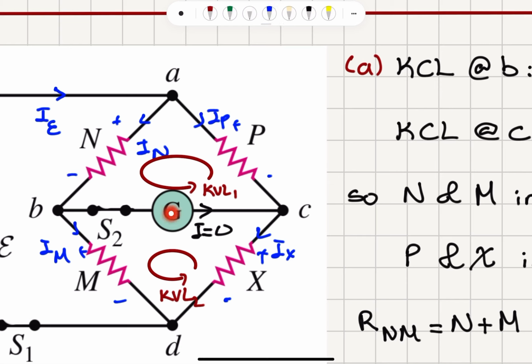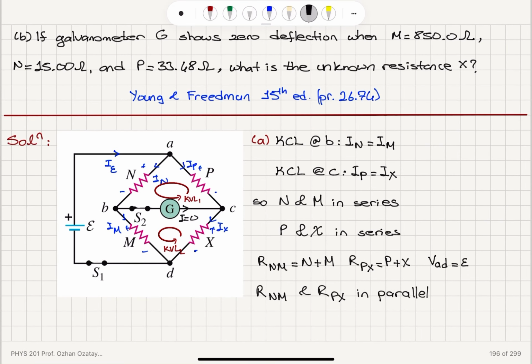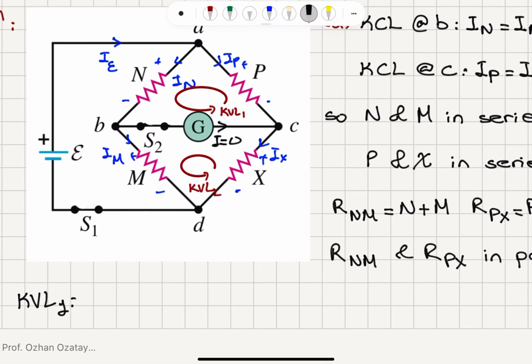And then there's no current on this branch. And then I have IP flowing in this direction. It is minus plus PIP. So it is minus PIP. So the Kirchhoff voltage law tells me for the first loop here, KVL1, is NIN, the resistance N times the current IN, plus 0 because there is no voltage drop here.